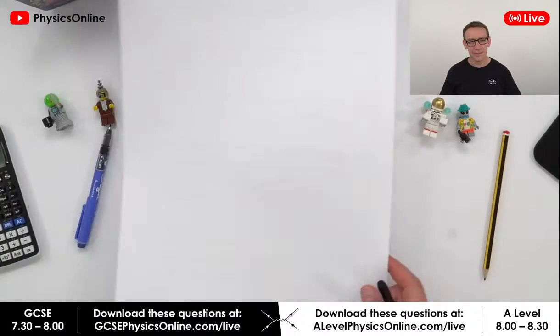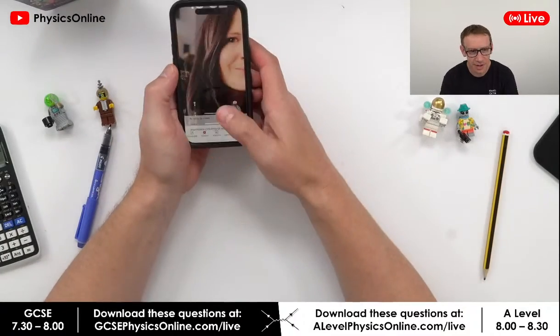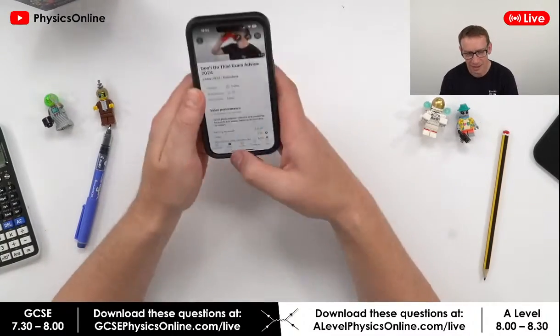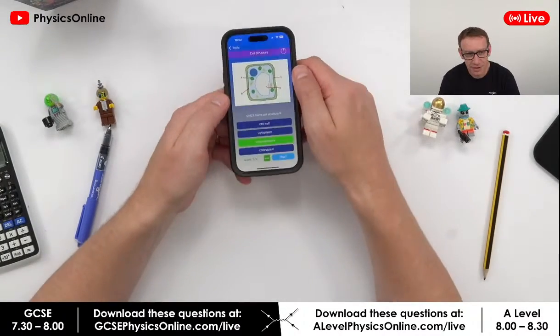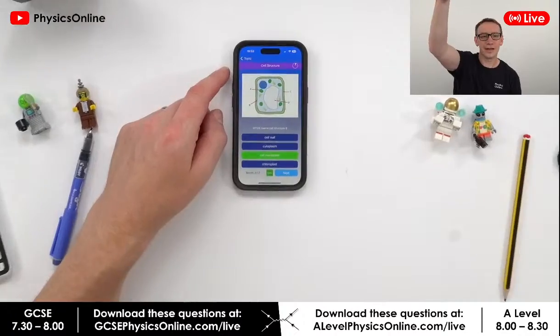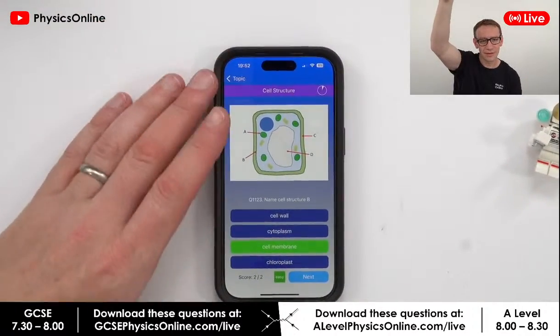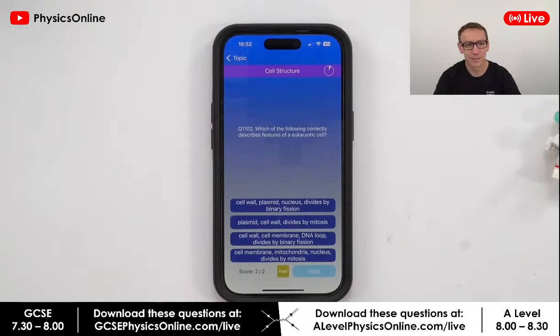That was the last GCSE question. What I'll do now is, I probably need your help because I'm not very good at biology, just because I haven't studied it for a long time. So I'm going to use this app over here. Hopefully you can just about see it. Right, what we'll do is just 5 minutes of biology revision.